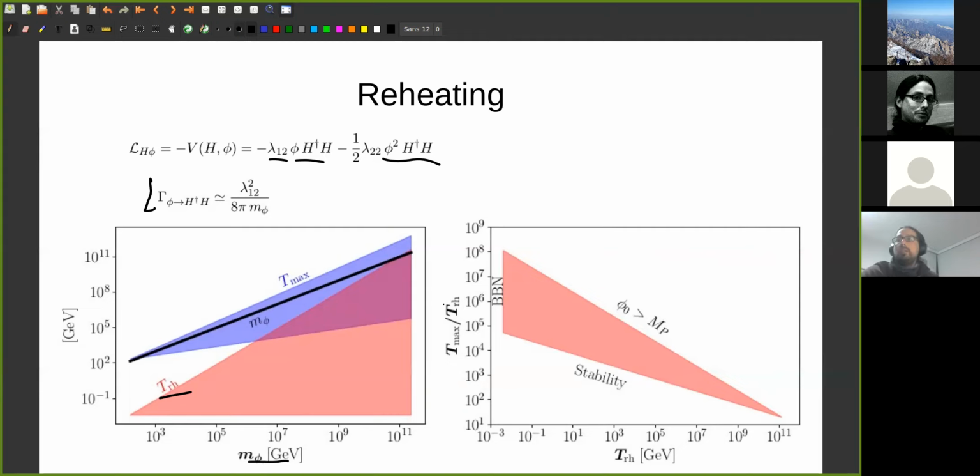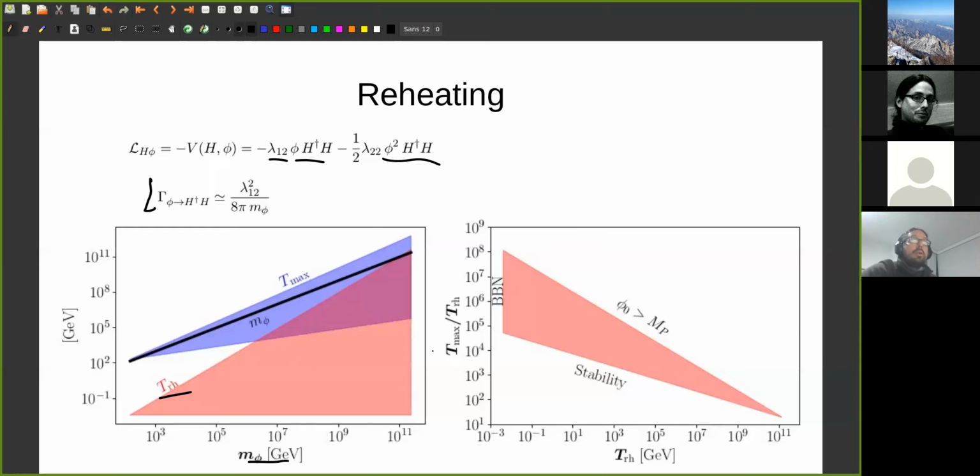In the previous paper, I was assuming this ratio Tmax over T reheat of order 10, 100, 1000. So it was imposed by hand. But in this model, this ratio Tmax over T reheat is not a free parameter anymore. It comes once you fix, for instance, the inflaton mass and the decay width, so this parameter lambda 1, 2.